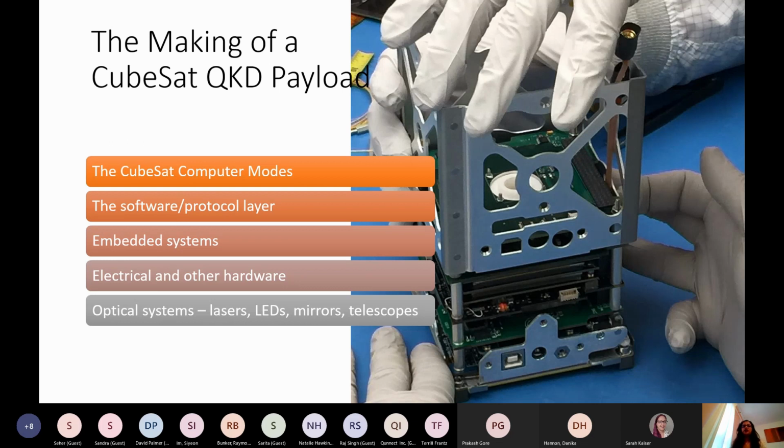So some of the layers are, the CubeSat will have various different computer boards. There will be a software and protocol layer. There will be embedded systems, which is a lot of electronics which have been miniaturized. There will be electrical and other hardware. There will be a lot of optical systems like lasers, LEDs, mirrors, telescopes, and so on, which I have been kind of here and there talking about in my talk.